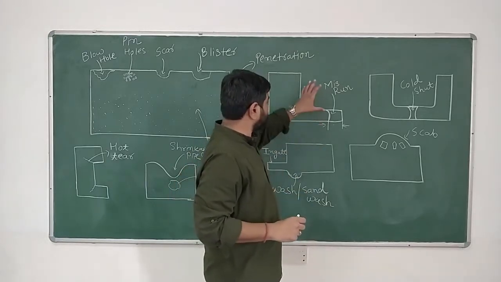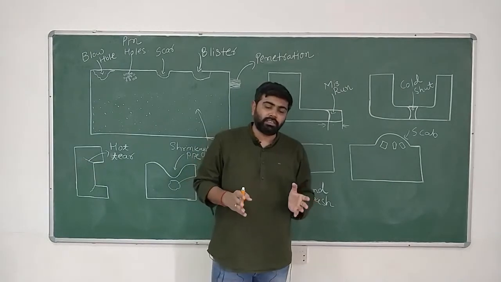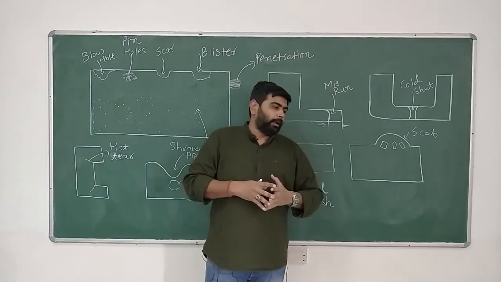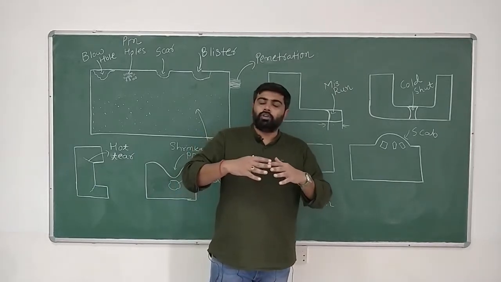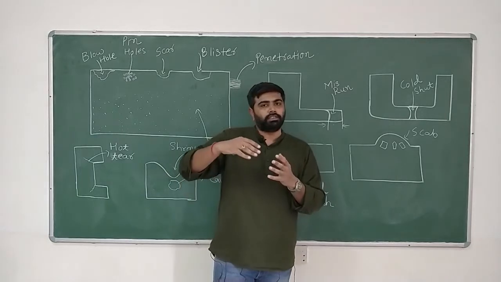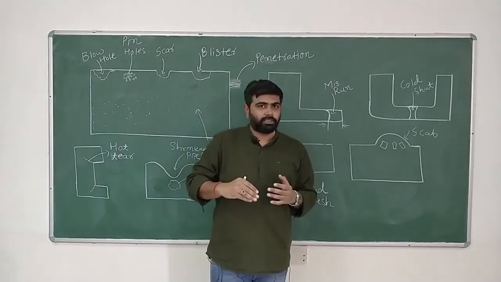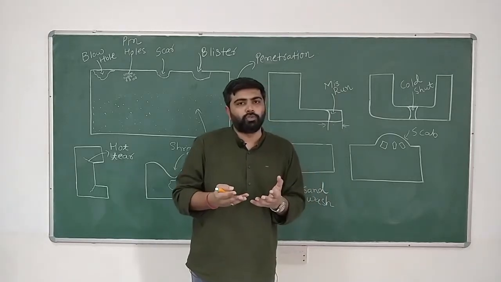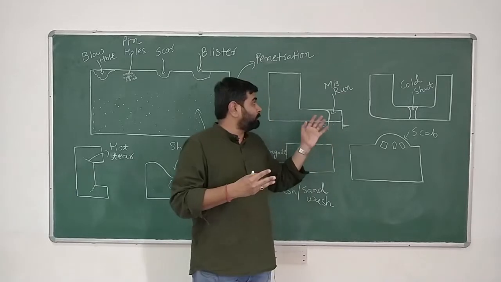The misrun and cold shut both have the same reason: the lack of fluidity. The lack of fluidity comes when we do not give enough degree of superheating, and as we know, the degree of superheating is nothing but the difference between the pouring temperature and the melting point temperature. So when a sufficient degree of superheating is not given, there will be less fluidity, and this type of defect will come.